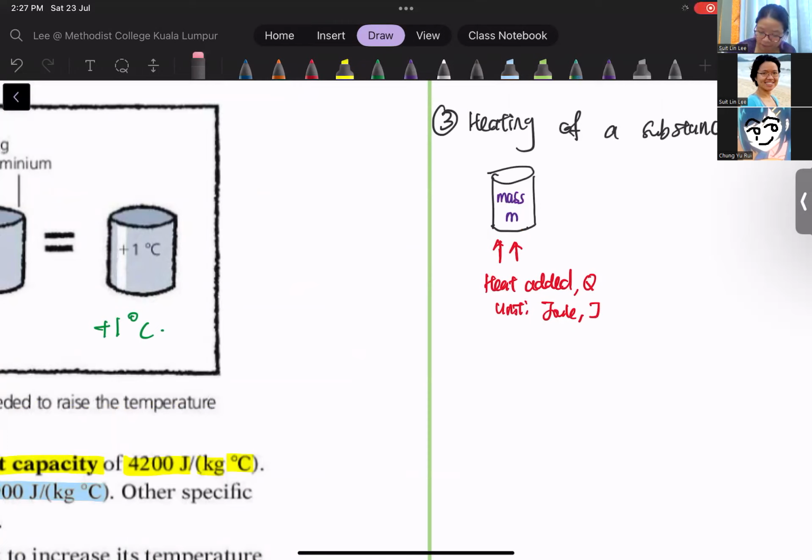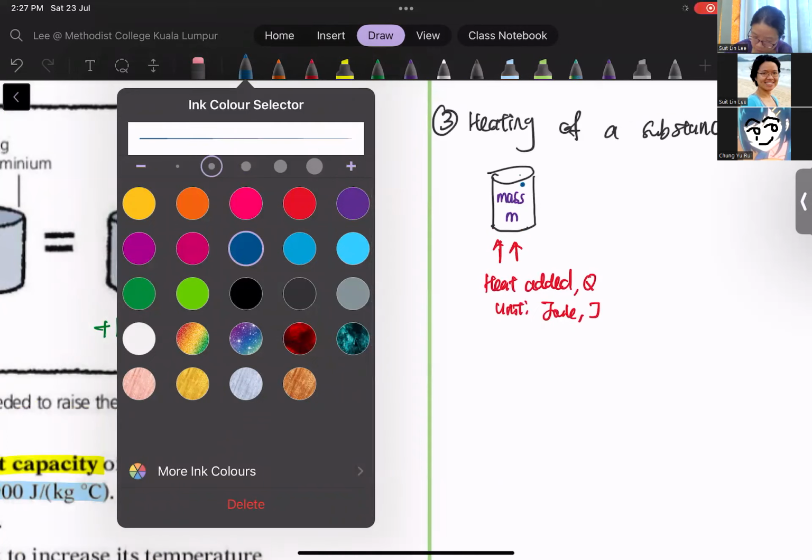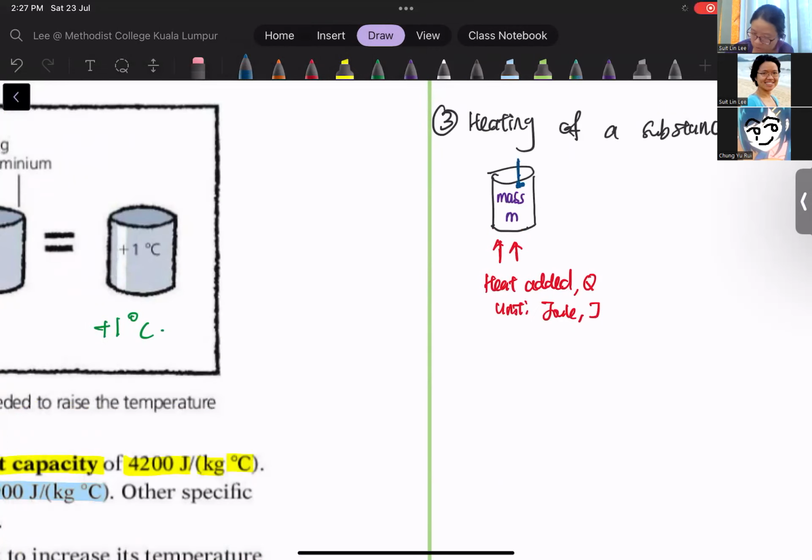All right. So then I add this amount of heat and I notice that the temperature increases or raises by T. So I'm going to draw a thermometer here. So the temperature increases by T. So the physical quantity we're dealing with is heat energy or thermal energy that I've added to a particular mass, and then I look at the increase in temperature.